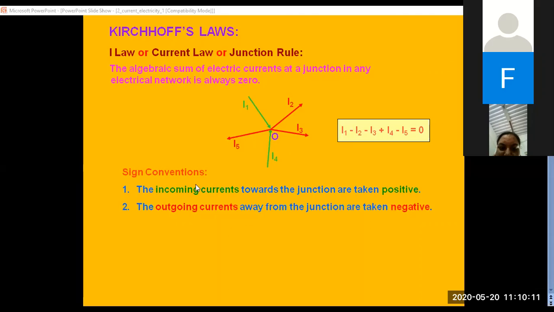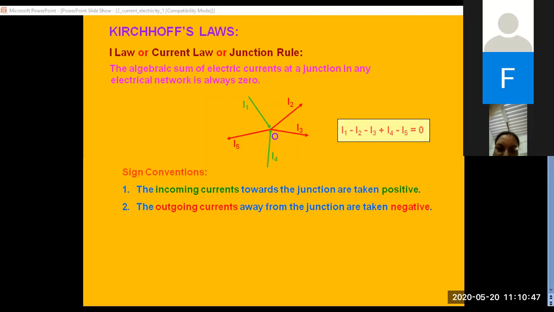You have sign conventions here. Incoming current will be taken as positive. Incoming means current which is entering inside, that is taken to be positive. Red color, what you see, is current which is leaving. So from here, if it is going outside, that current you take to be negative. Keep this in your mind clearly. If the current is entering, it is positive. If the current is leaving, then we take it to be negative. At a point, when you add everything, it should be equal to 0. That is the first law.